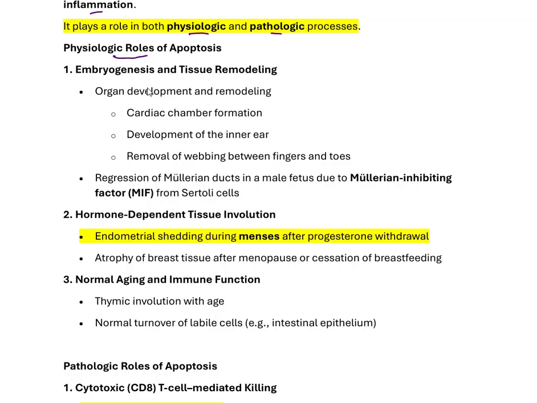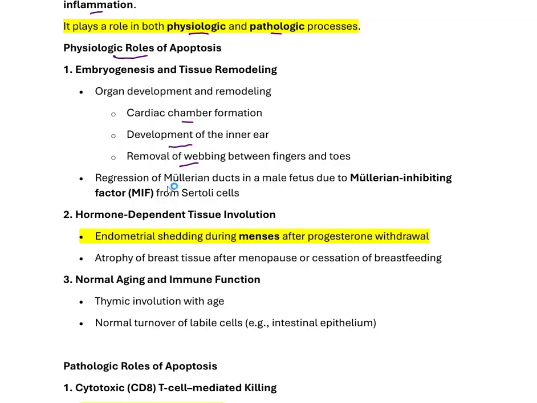So for instance, organ development and remodeling. Remember the other day we discussed cardiac remodeling, and if you've not watched that video on cardiac remodeling, I strongly encourage you to watch that video on atrial septation. Cardiac chamber formation is the job of apoptosis. Development of the inner ear is also the job of apoptosis, and the removal of webbing between fingers and toes is also a job of apoptosis.